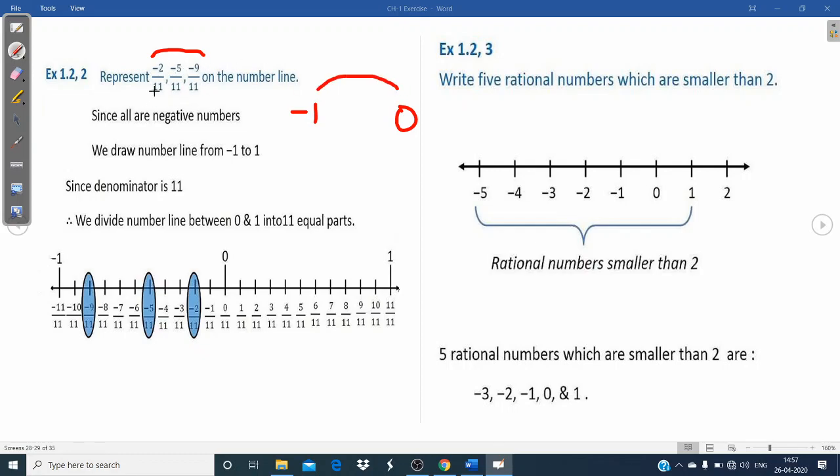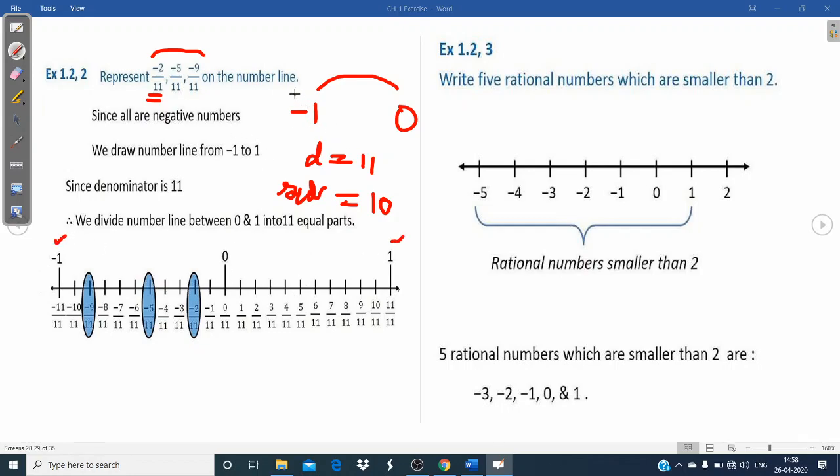Now again we have to concentrate on the denominator. What is the denominator value here? The denominator is 11. So how many subdivisions, students? You tell. One less than the denominator. So your subdivision will be 10. Now I've drawn a number line from -1 to 1.